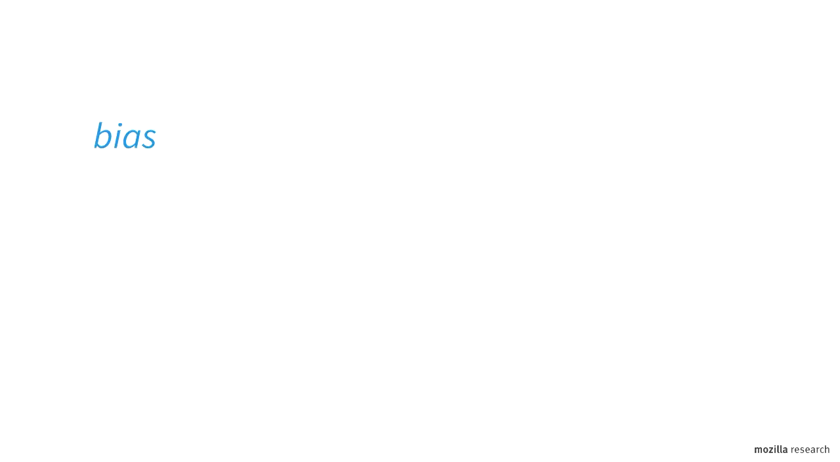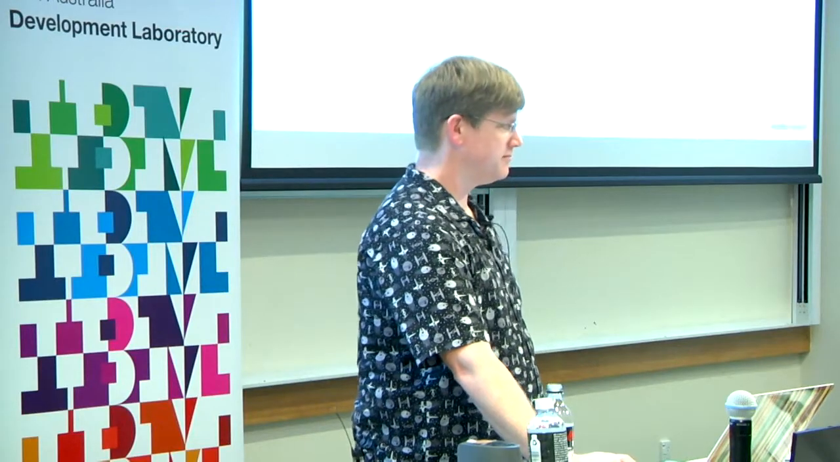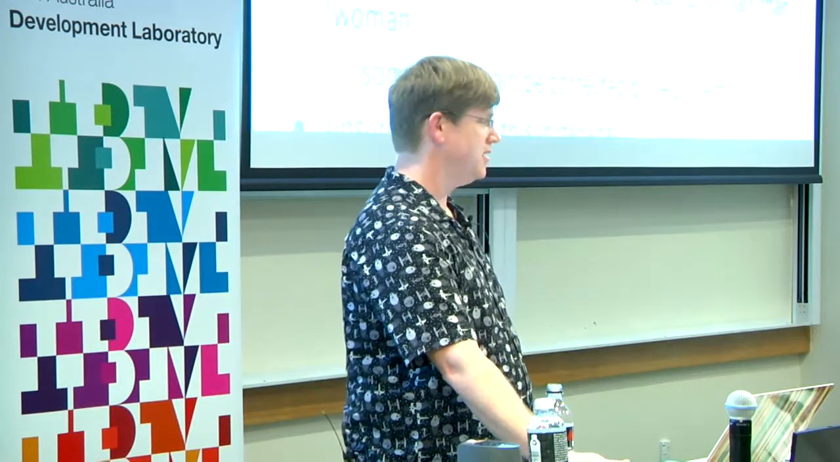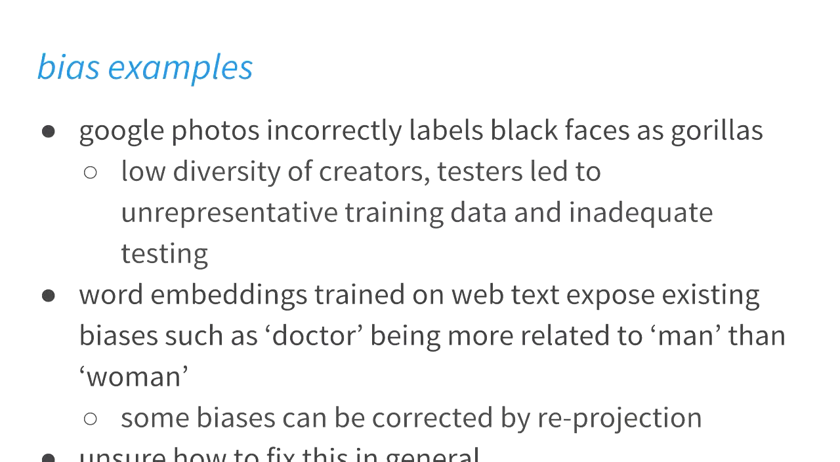Bias is also a big problem. And this comes up in a couple of different amusing and sad ways. For example, Google Photos started incorrectly labeling black faces as gorillas, probably because of a mixture of problems. They might have had unrepresentative training data, and they just didn't have a lot of black faces in their training data. Or it may be that because they don't have that many black employees, no one was actually testing these things that way, and so they didn't find the problem that way either.